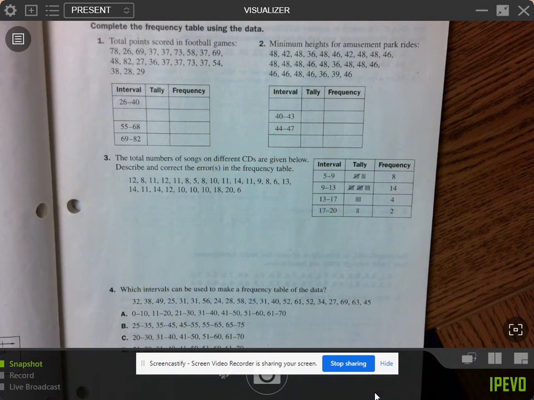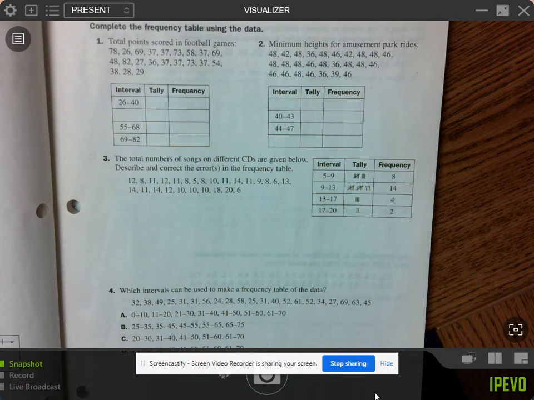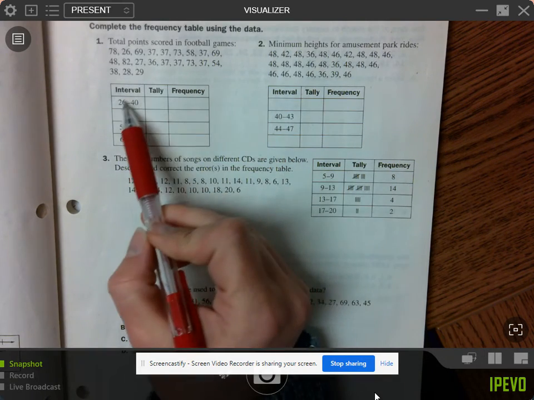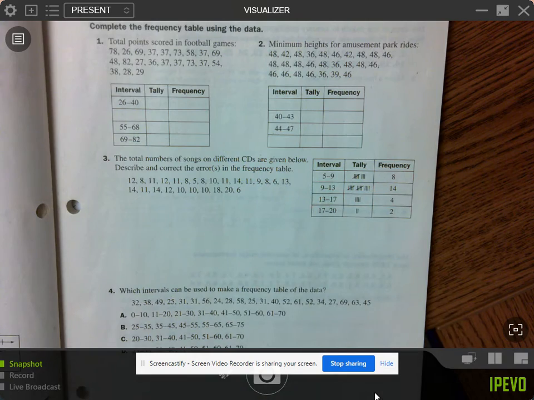They have all the points on the football game. It says complete the frequency table using the data. They gave us some of the intervals and they gave us an empty interval. What do you think we need to fill into our empty interval? If we see 26 to 40 and then 55 to 68, what do we put into the missing interval? What are our missing numbers?